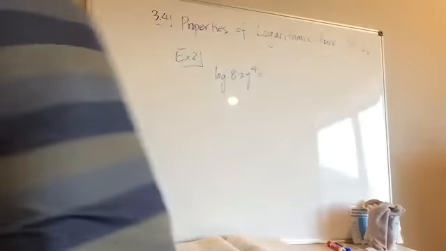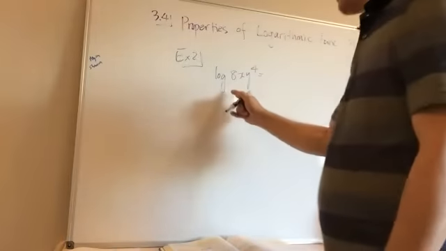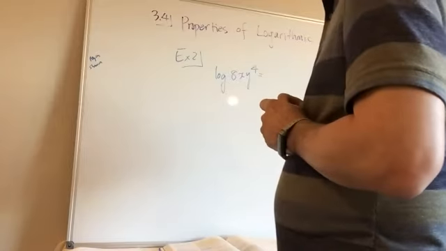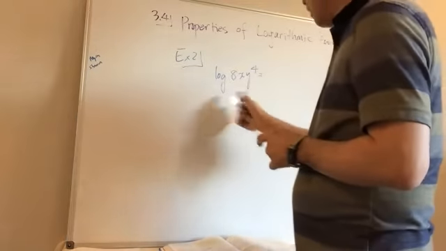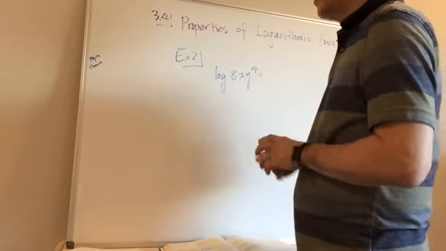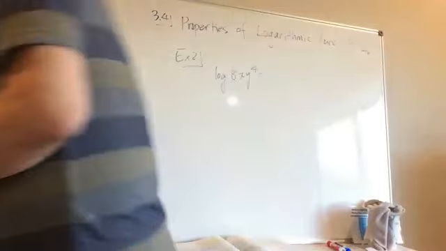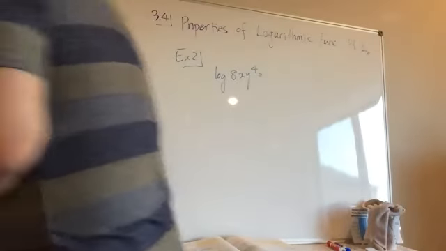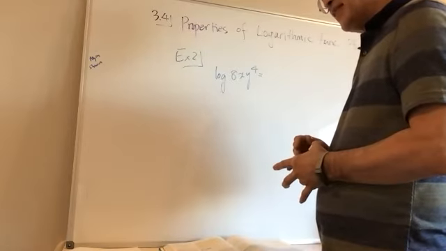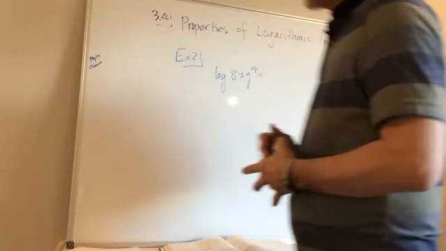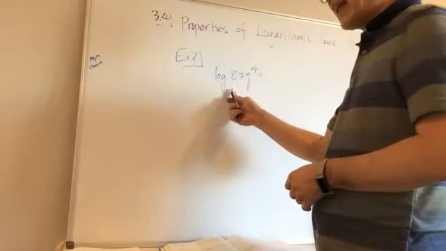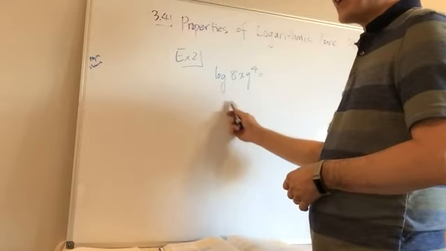Hunter, why does this not have a base here? How can you not have a base? Brady, why do you not have a base? Isn't it just 10? Yes. If it does not have a base, it means it's 10. It's a common log, and the common log is base 10. So there is a base 10 here, you're just not seeing it.